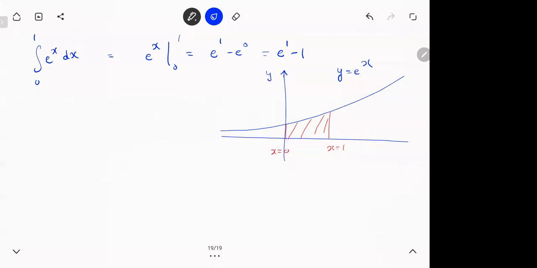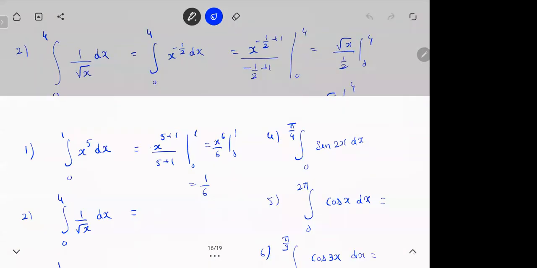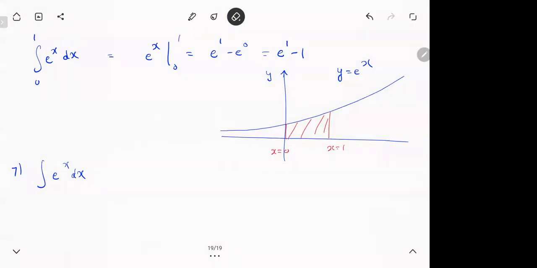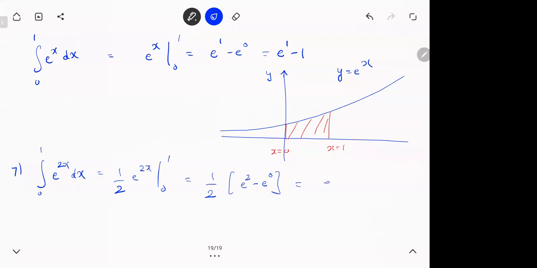This is a graph of y is equal to e power x. In our question, it is given e power 3x, 2x. This would be half of e power 2x only from 0 to 1. Now see, e power 0 is not 0, it is 1. So it is e power 2 minus e power 0. E square minus 1 by 2. That's your answer. Most common mistake what people do, e power 0, they write it as 0. So be careful about that part.